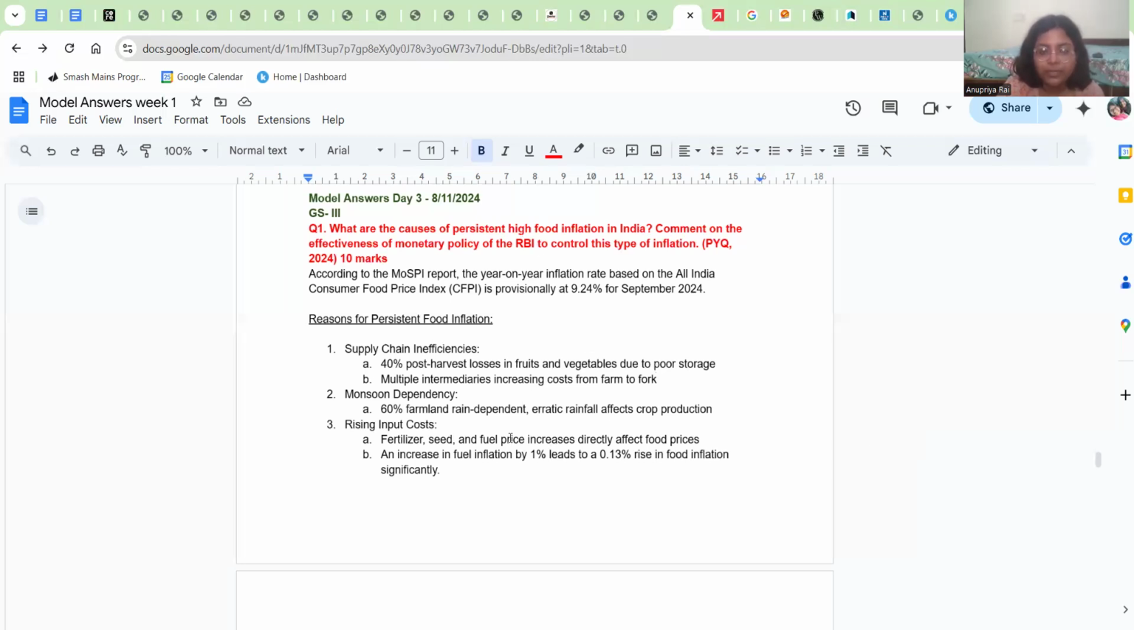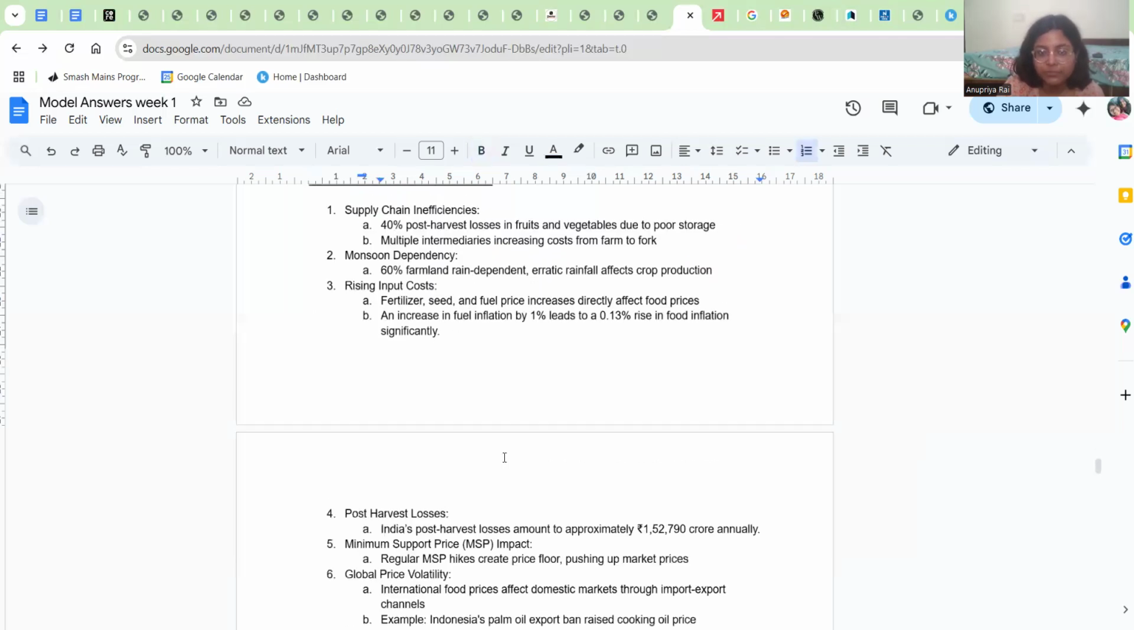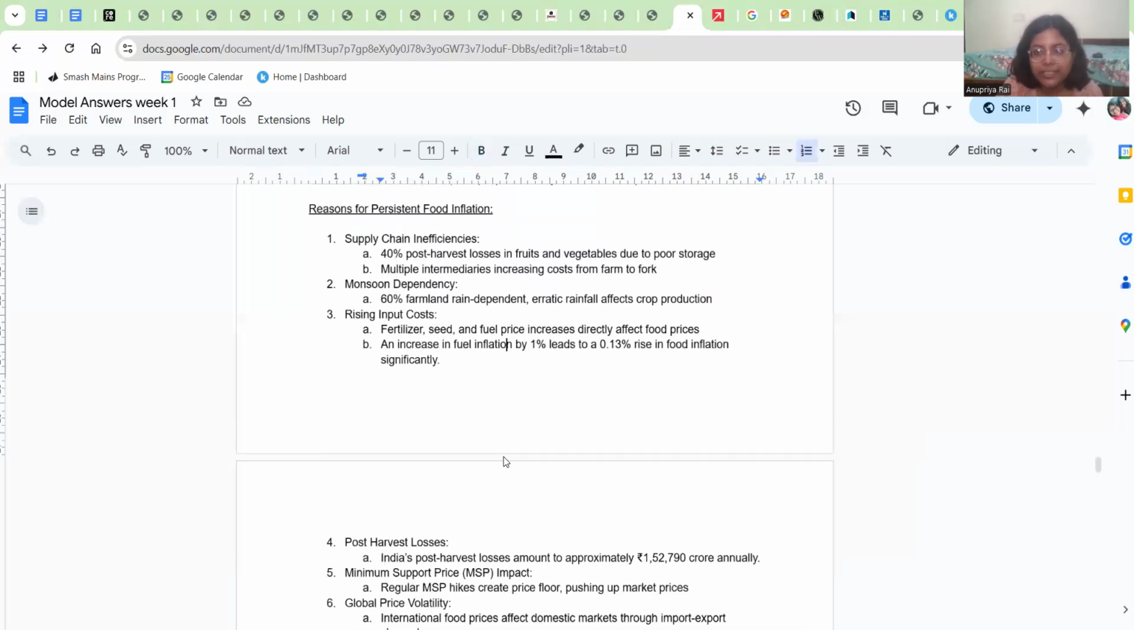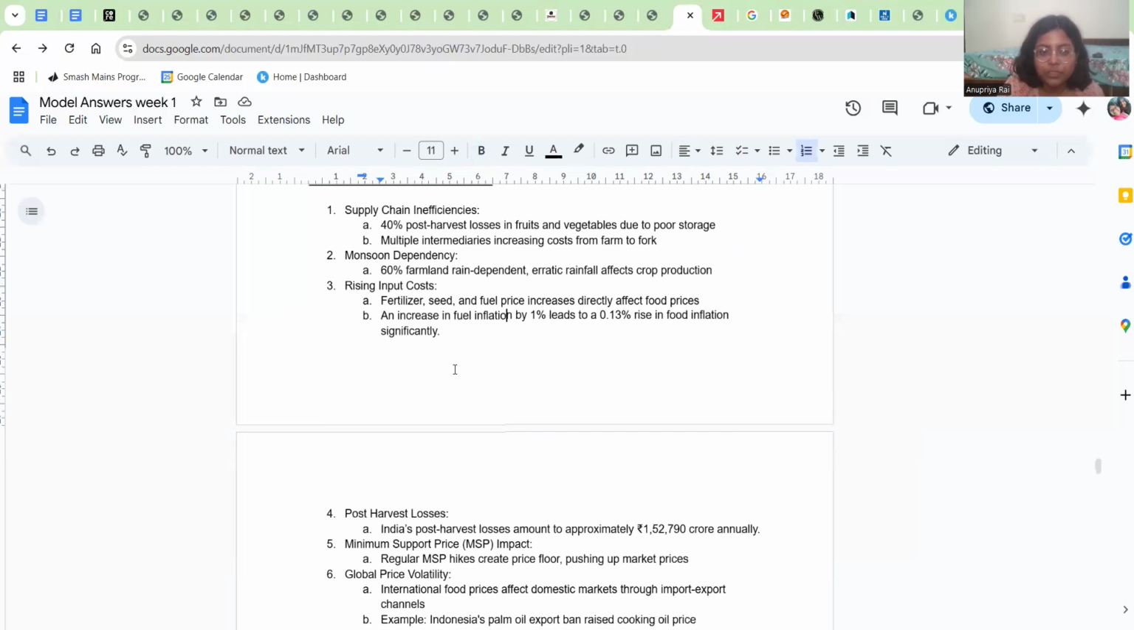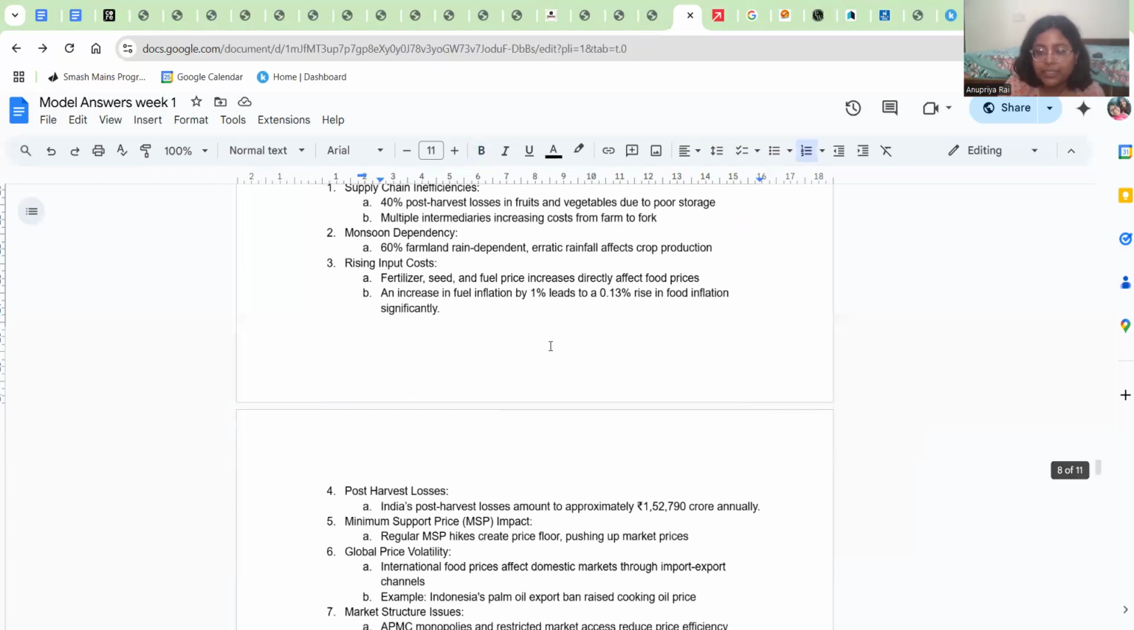So we have to talk about causes of persistent food inflation. So obviously everybody knows about supply chain inefficiencies, monsoon dependency 60%, and try to get as much data as possible. For example, 40% of the post harvest losses in fruits and vegetables due to poor storage. Okay, then multiple intermediaries, monsoon dependency, rising input cost is very important. And for all the points you brainstorm, try to get data at least on 4 to 5 points, because without data, economy does not mean a lot.